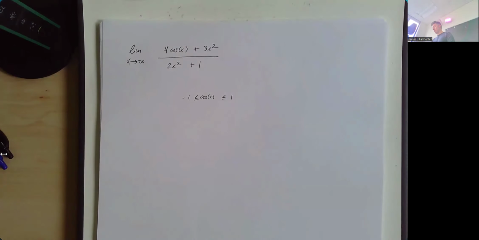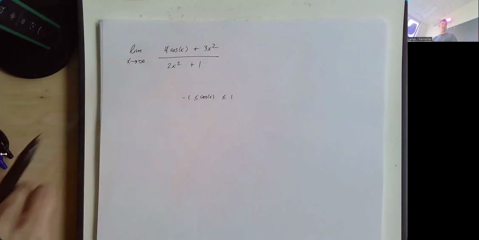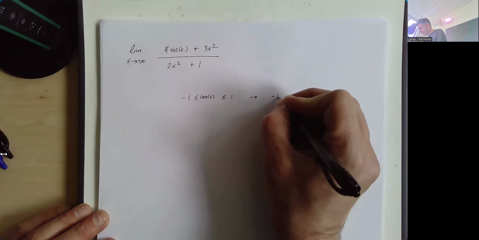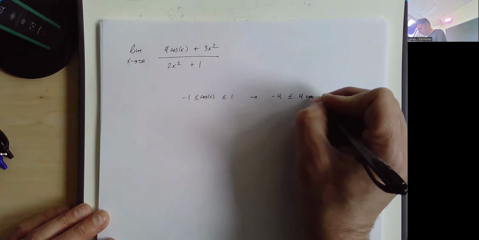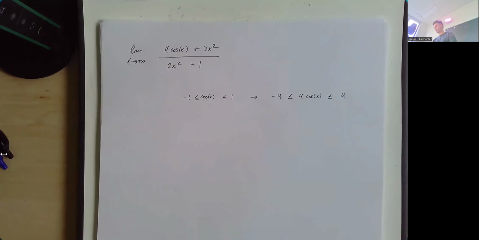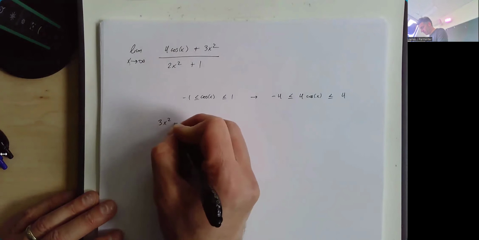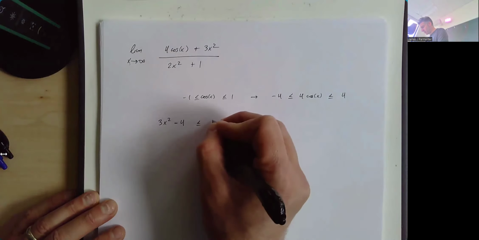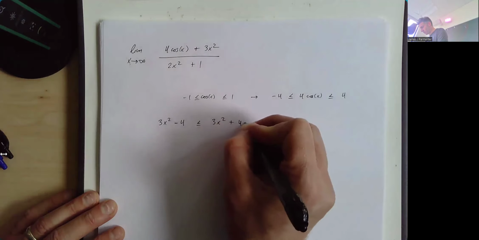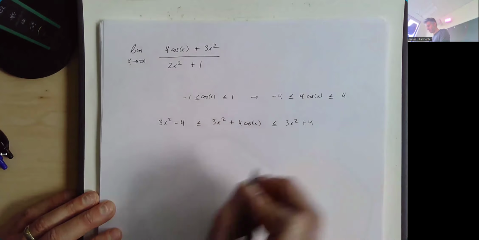And I'm going to try and make the middle of this compound inequality look like the thing I'm trying to take the limit of. So first I'm going to multiply everything by 4. So I have -4 less than or equal to 4 times cosine of x less than or equal to 4 times 1. And then I'm going to add 3x squared to each side. I'm going to have 3x squared minus 4 less than or equal to 3x squared plus 4 times cosine of x less than or equal to 3x squared plus 4.